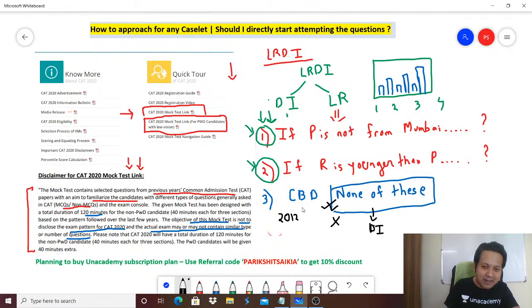Now come back to, let's say, LR. You know what? Cannot be determined answer option is there in a LR caselet. Now, why should you be worried about it?